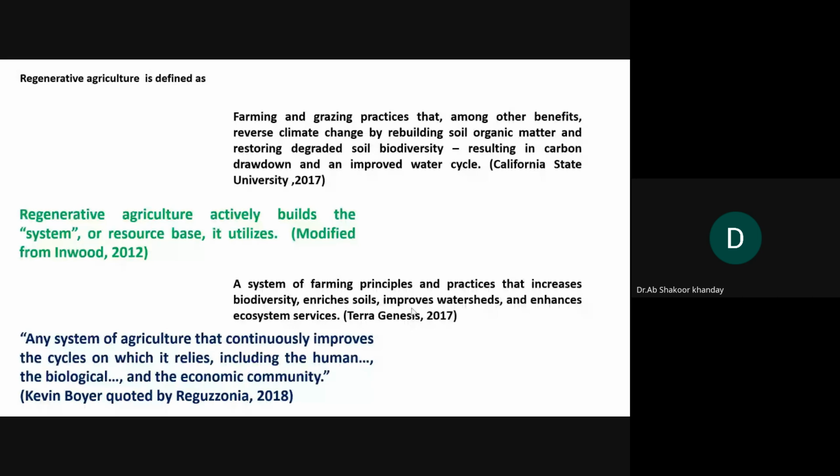Services. A system of farming principles and practices that increases biodiversity, enriches soil, improves watersheds, and enhances ecosystem services. It is just like the same which I have already discussed with you. Any system of agriculture that continuously improves the cycles on which it relies, including the human, the biological, and the economic community.